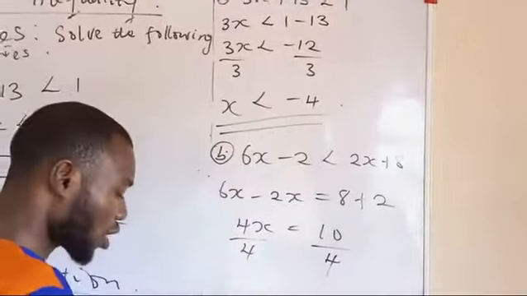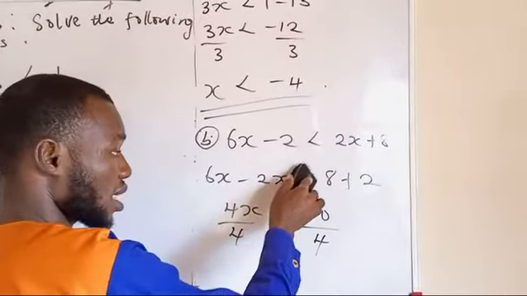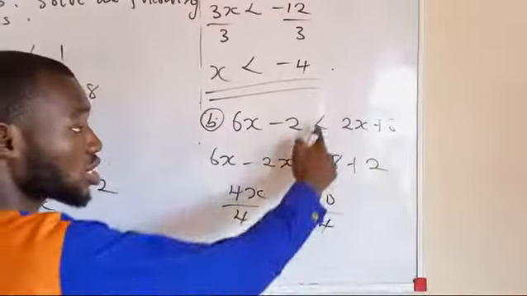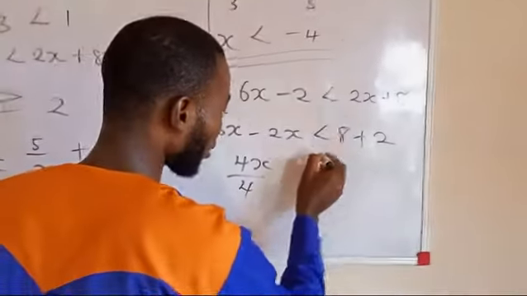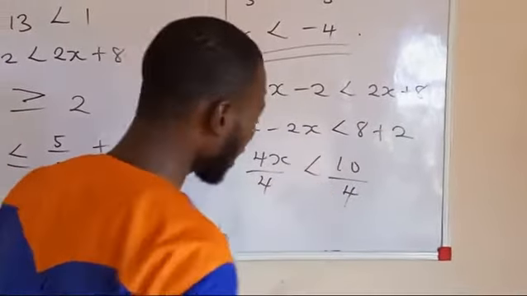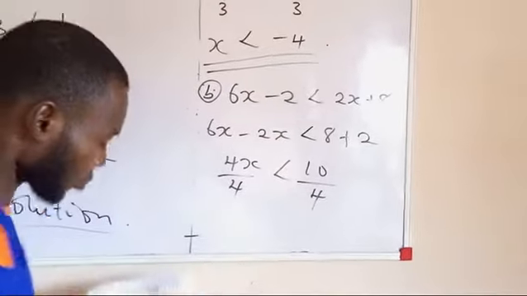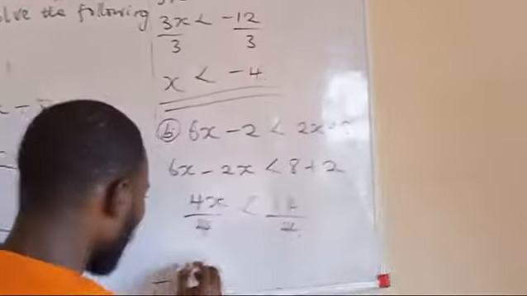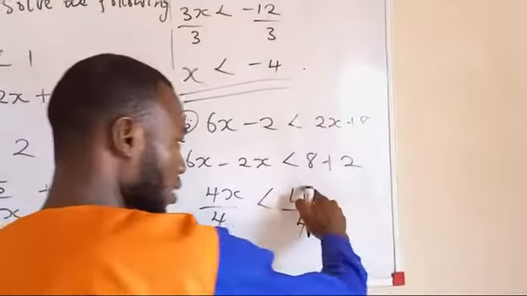So if you're not careful, you'll be using the equality sign instead of the inequality sign. So you have to be very careful while solving so that you will not make a mistake with the sign. This is less than, not equals to. Okay? So at this point, 4 will cancel 4, and 10 divided by 4. So at this point, we'll now be having x is less than 10 over 4.